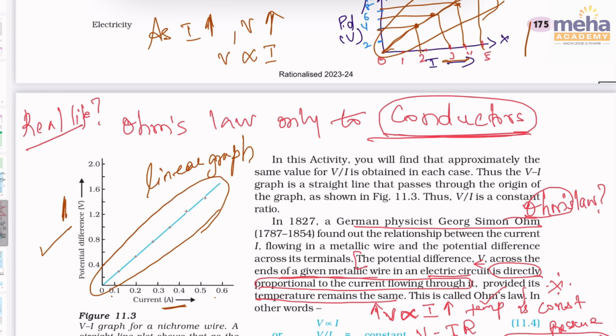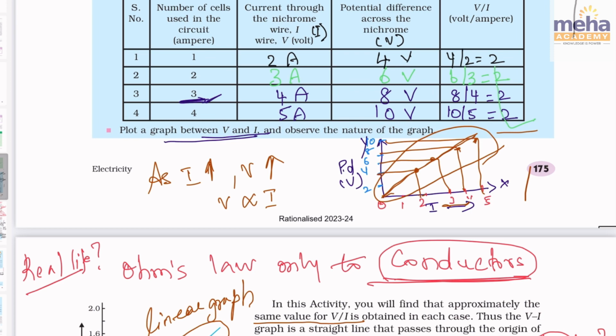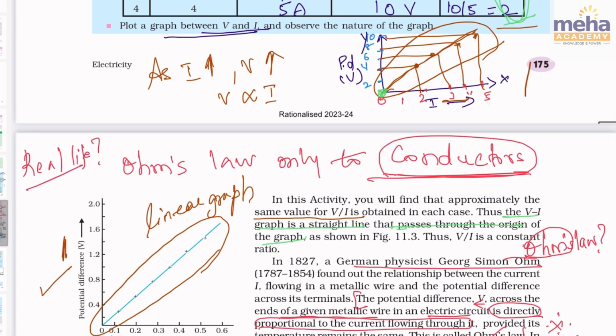So what does it say? You will find approximately the same value for V by I. So come back to the table. You could see in the table when I do V by I, everything was 2. Same value for V by I. Thus, the V-I graph is a straight line that passes through the origin of the graph. According to Ohm's law, whatever may be the current, the voltage will increase proportionally, and V by I is always constant. That is a very important marker. V by I ratio is always a constant. So this activity proves Ohm's law.